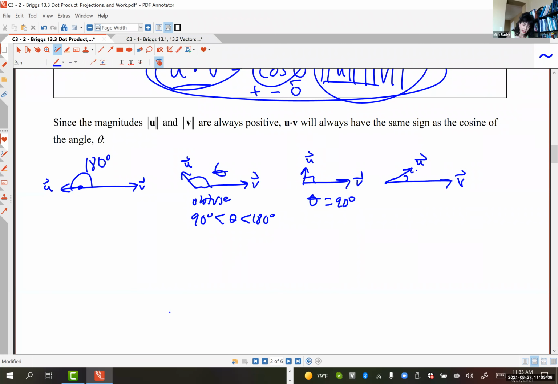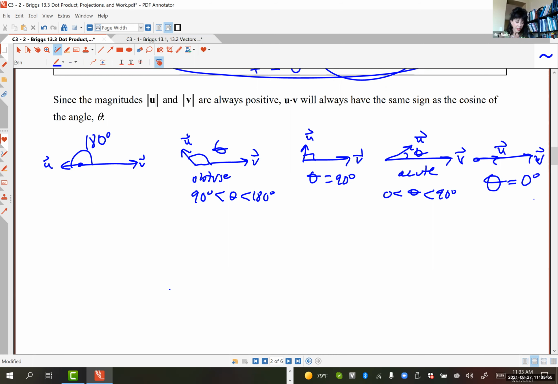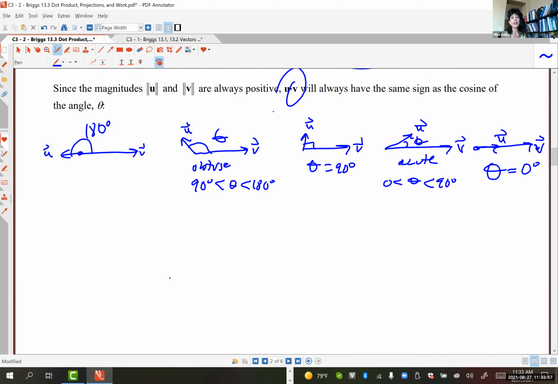Two more little diagrams. What if your theta is acute? In other words, it's greater than 0, but less than 90 degrees. And then finally, what if your vectors have an angle of 0 degrees between them because they're pointing in exactly the same direction? So quickly, just tell me what is going to happen with u dot v.